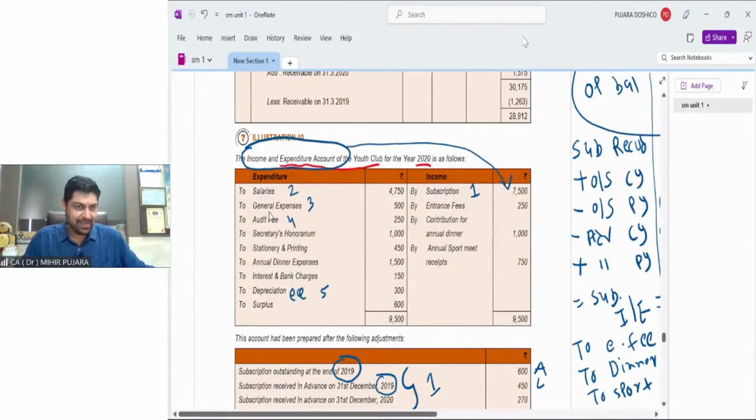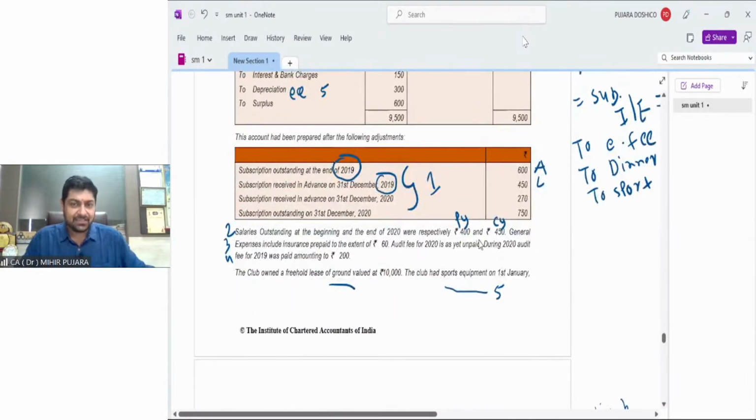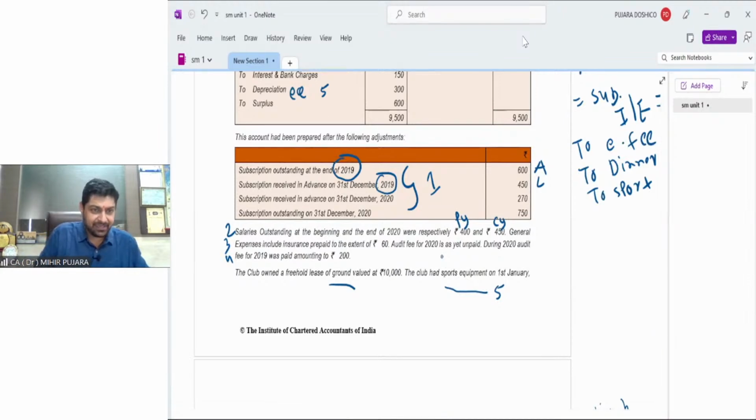Okay. Now next is general expenses 500. Adjustment number 3: general expenses include insurance prepaid. It is insurance prepaid of 60, right? Right guys, insurance prepaid of 60. It is prepaid of current year. Now what will be our adjustment? Okay, it is right, it is prepaid of current year.